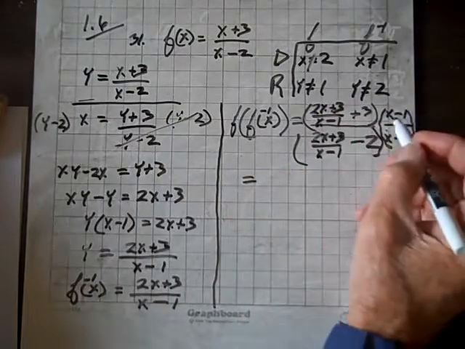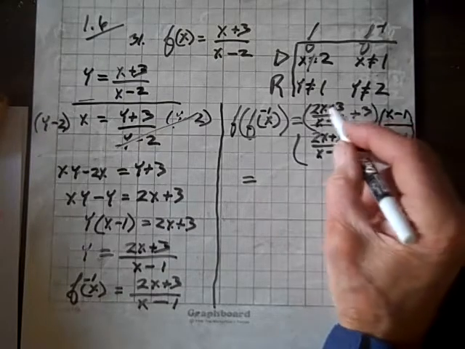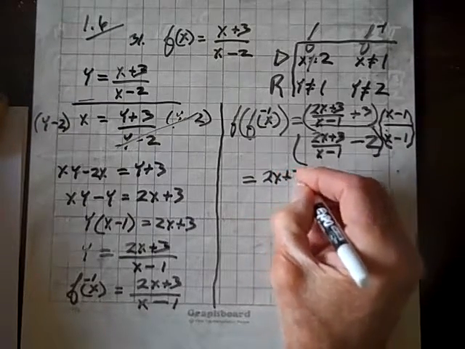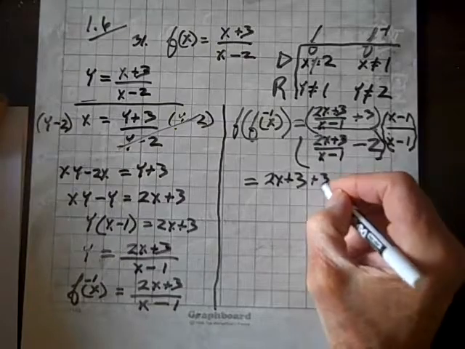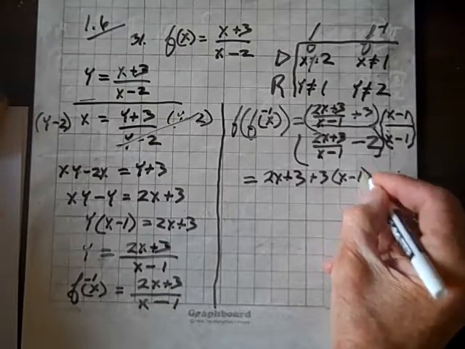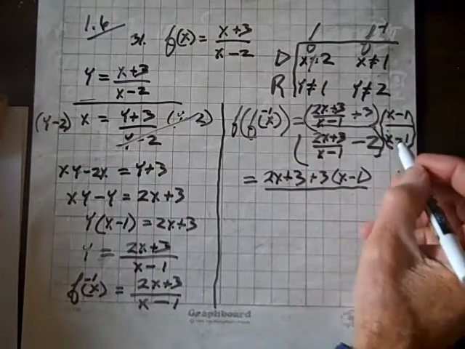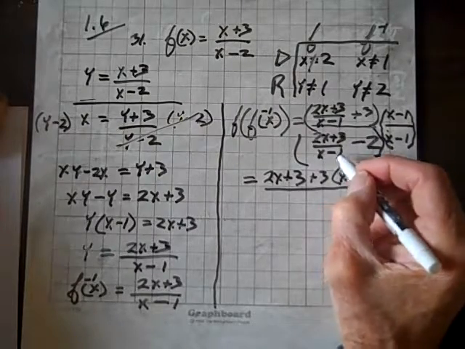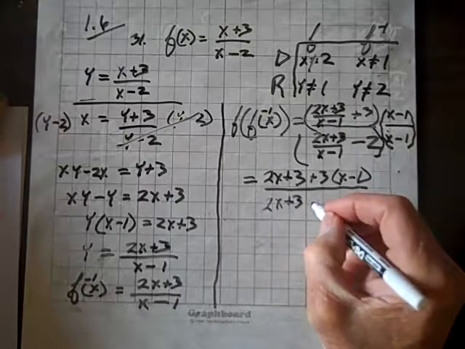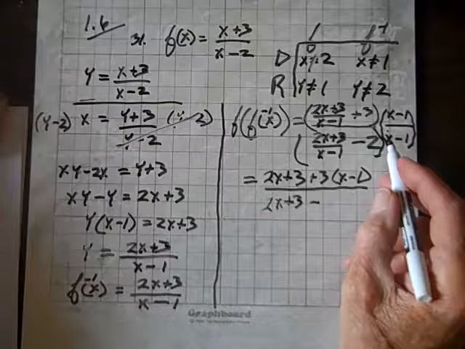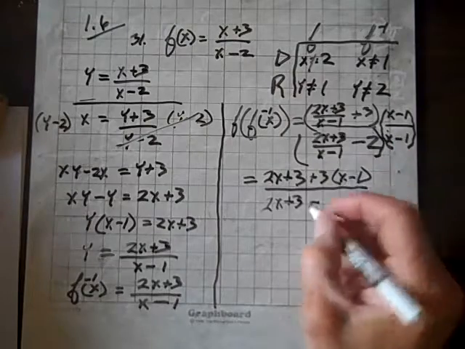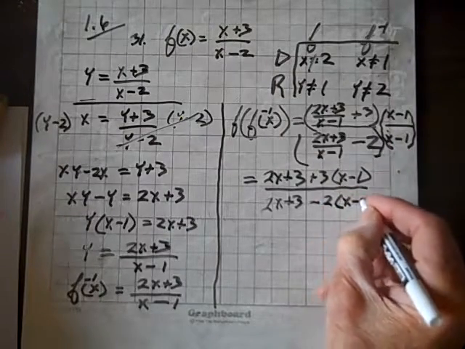And this equals, when you distribute this x minus 1, when you multiply this term by that, the x minus 1's divide out, and you just get 2x plus 3. Plus 3 times, and multiplying this 3 times x minus 1, you get an x minus 1 here. Now by the same argument, if you multiply x minus 1 times this term, the x minus 1's divide out, and you get 2x plus 3, and minus 1, and then minus 2 times x minus 1.